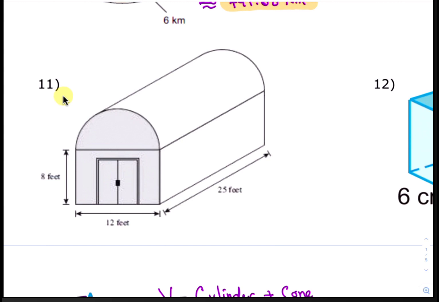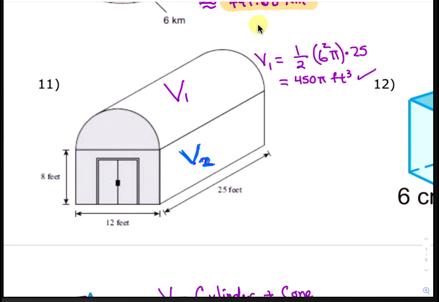All right, the volume for problem number 11. We recognize that we have two different shapes. The first shape, volume 1, would be a half cylinder, and for volume 2, the shape on the bottom, that would be a rectangular prism. First, we look at the volume of this half cylinder. The half cylinder would be half of 6 squared times pi, where 6 is the radius. That's because the diameter is all the way across, which would be 12. That makes the radius of that circle 6.